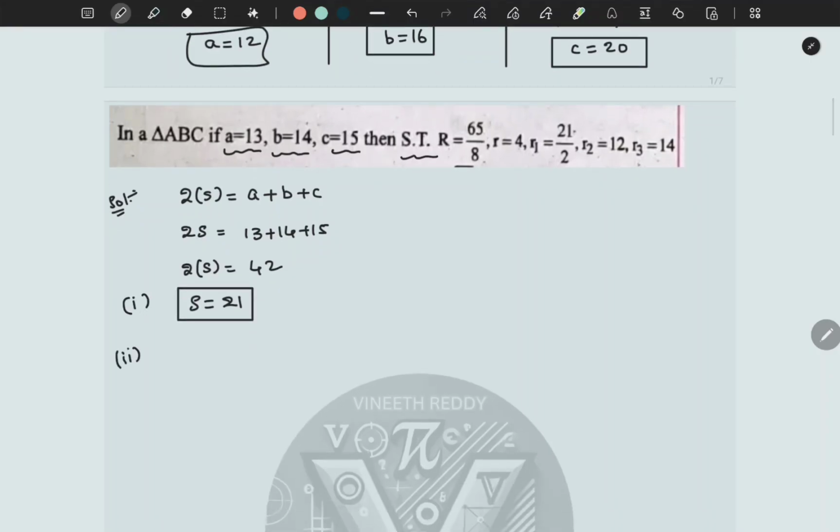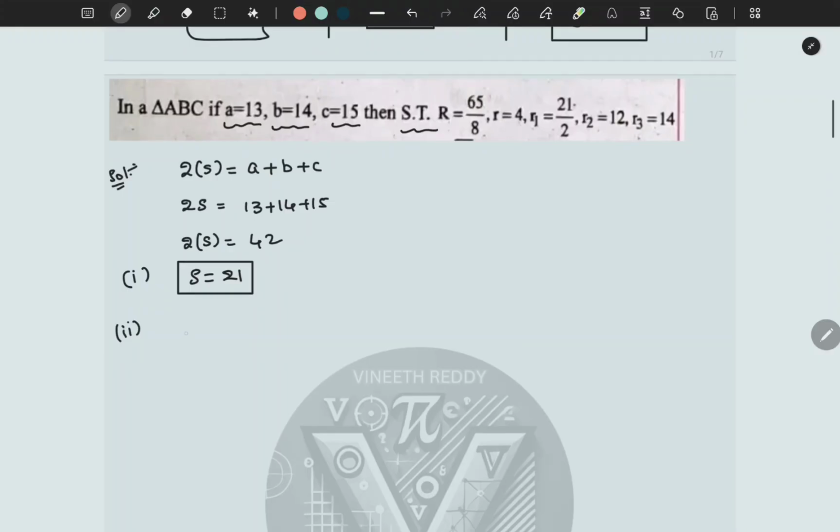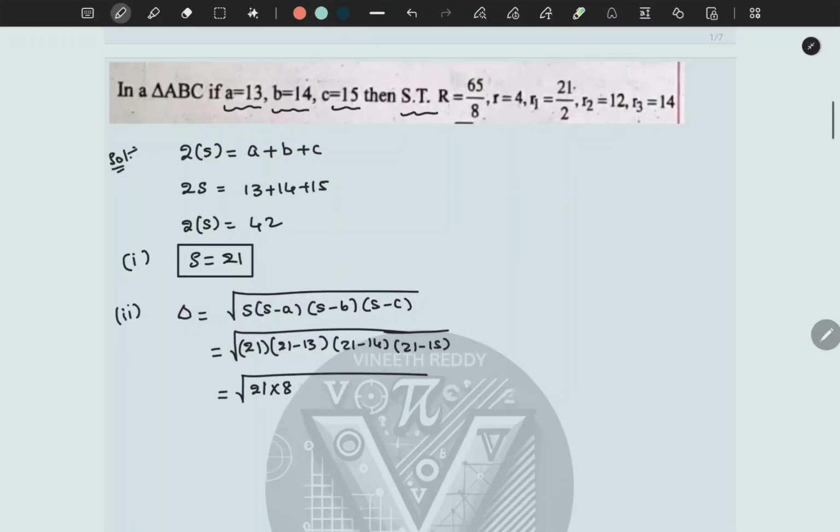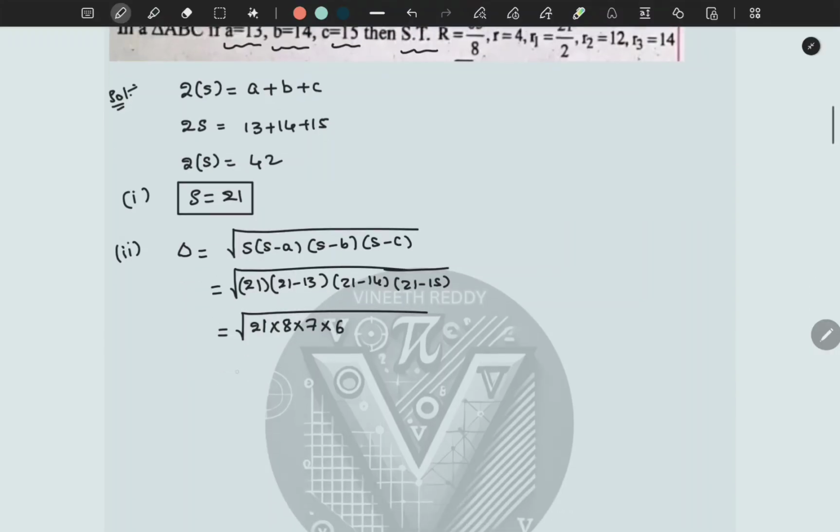So next step, what we will be doing is finding delta, which is the square root of S into S minus A into S minus B into S minus C. So we get delta as the square root of 21 into, with S as 21, 21 minus 13, 21 minus 14, 21 minus 15. 21 minus 13 should be 8, 21 minus 14 should be 7, 21 minus 15 should be 6.